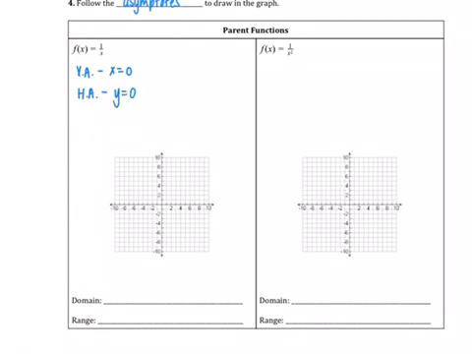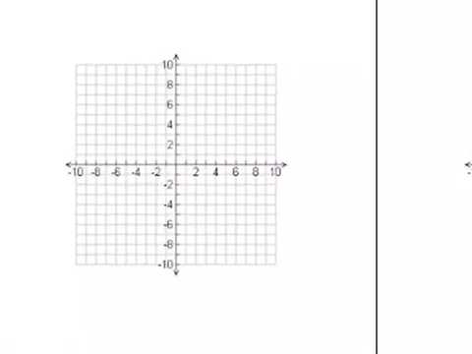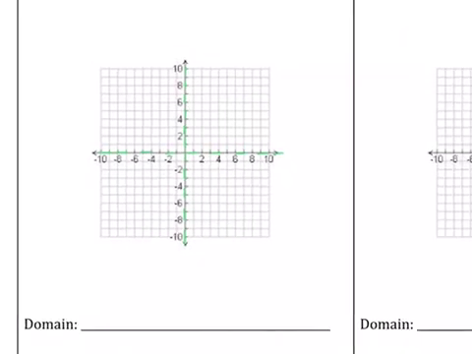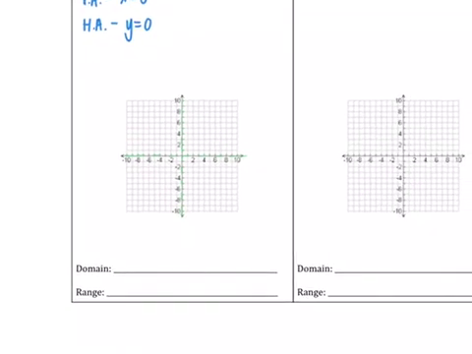Then I'm going to draw those in first real quick. So I'm going to draw in my vertical asymptote at x equals 0, and then my horizontal asymptote at y equals 0. Okay, and then I'm going to choose an x value in each of the vertical sections. So I'm actually going to choose, we've got x and f of x, I'm going to choose -1, just -1 and +1.